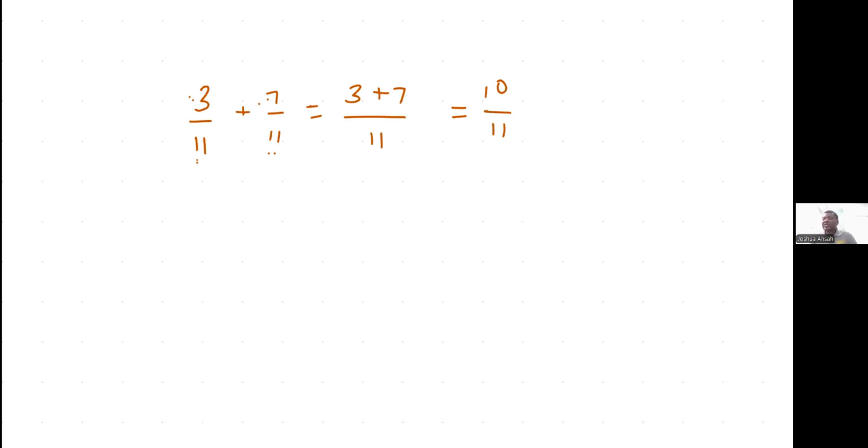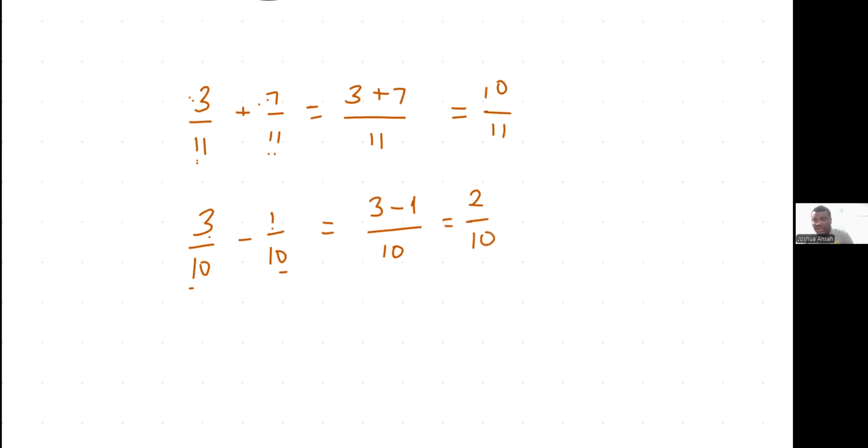It is the same with subtraction, just that instead of addition, you do subtraction. So if I have 3 out of 10 minus 1 out of 10, the same denominators, you subtract the numerators and maintain one of the denominators. So I have 3 minus 1 out of 10. 3 minus 1 is what? 2 out of 10.